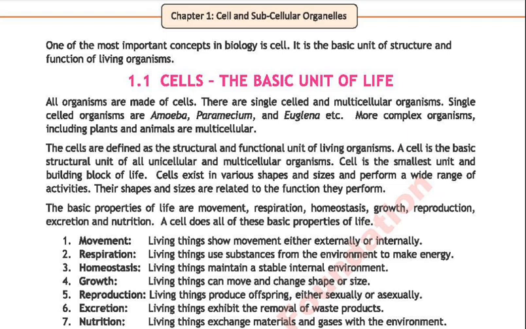The cells are defined as the structural and functional unit of living organisms. A cell is the basic structural unit of all unicellular and multicellular organisms. Cell is the smallest unit and building block of life. Cells exist in various shapes and sizes and perform a wide range of activities. Their shape and size are related to the function they perform.